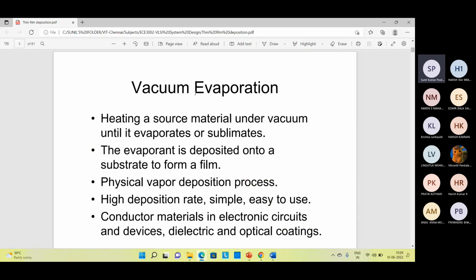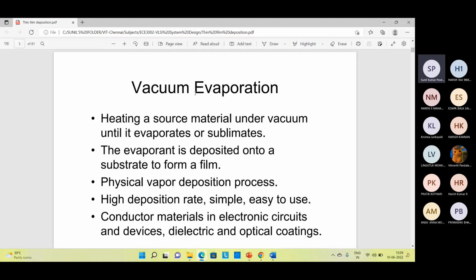Vacuum evaporation. In vacuum evaporation, the source material is very important, and we heat the source material under vacuum until it evaporates or sublimates. Now, this vacuum is very important, because when we have a proper vacuum in the chamber, the mean free path of the particles will be very high. The greater the mean free path of the particles in the chamber, the better it is to evaporate the source material and finally deposit it on the substrate.